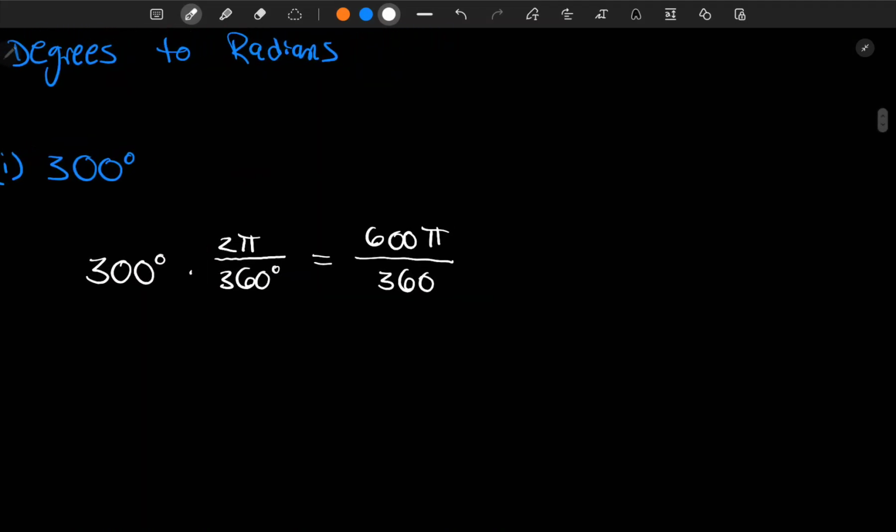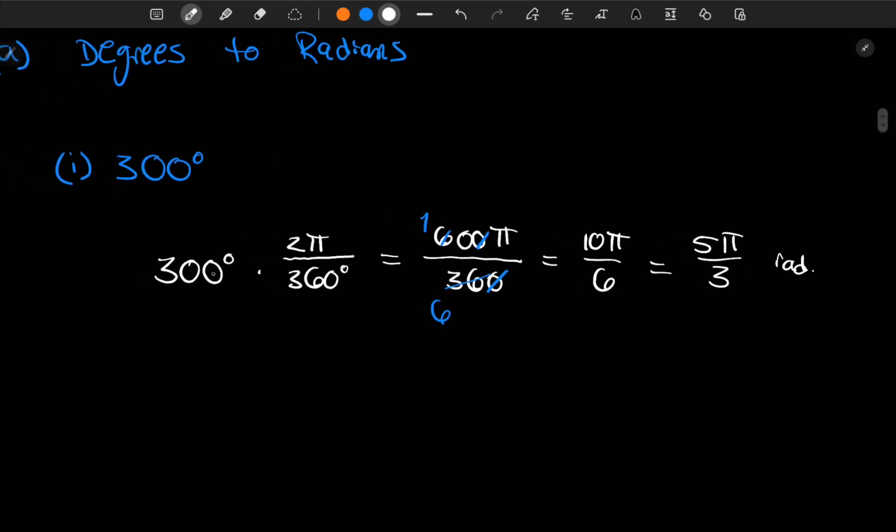We can then divide both the numerator and the denominator by 10. And then further, we see we can divide the numerator and the denominator by 6. So this becomes a 1, and 36 divided by 6 is 6. So now we have 10 pi over 6. Finally, this can be reduced to 5 pi over 3 radians. So 300 degrees is equal to 5 pi over 3 radians.